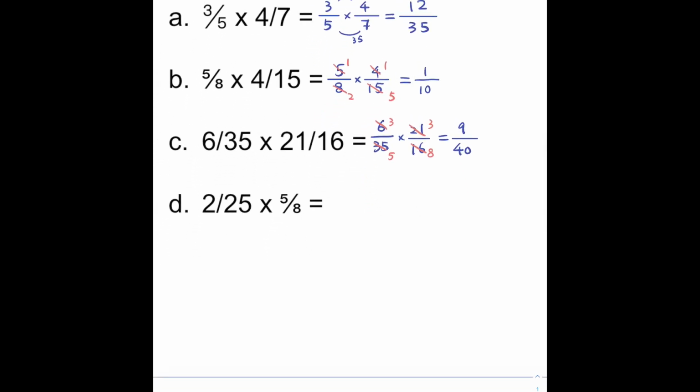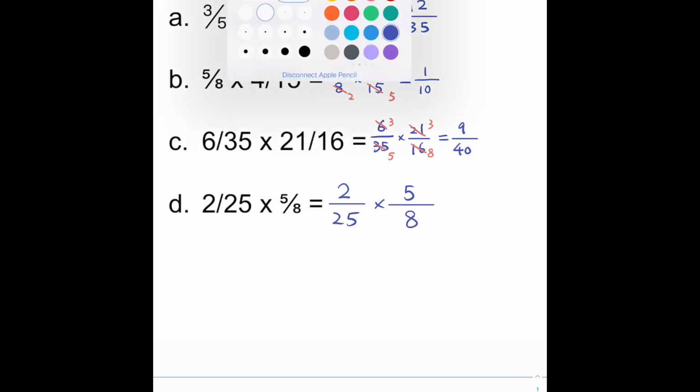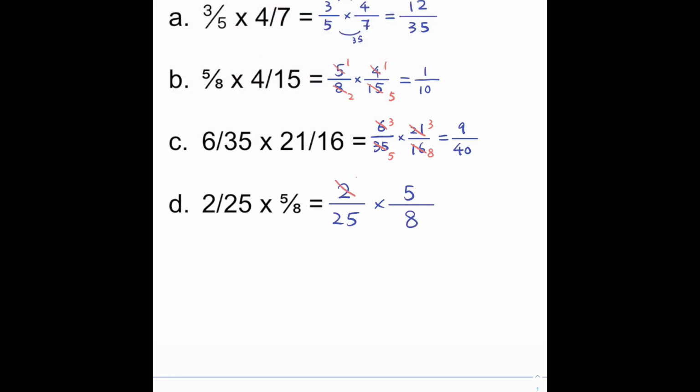Okay, this one I will try to write a bit bigger. 5 over 225 times 5 over 8. Now we can cross cancel. So the final result will be 1 over 20.